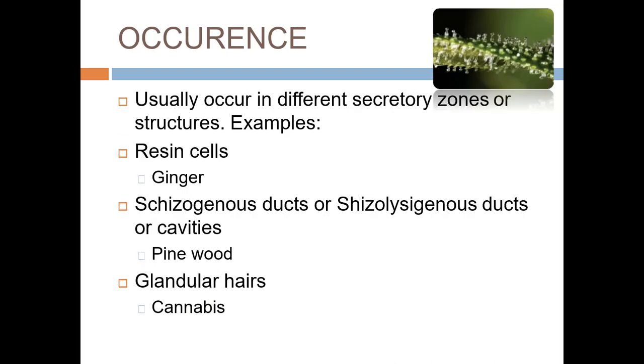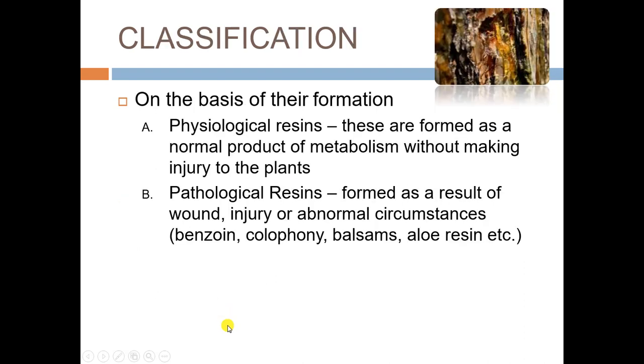Now the occurrences of resins. Usually they occur in different secretory zones or structures. For example, resin cells which are found in the gingers, and schizogenous ducts or cavities that are found in the fine, and the glandular hairs in Cannabis sativa.